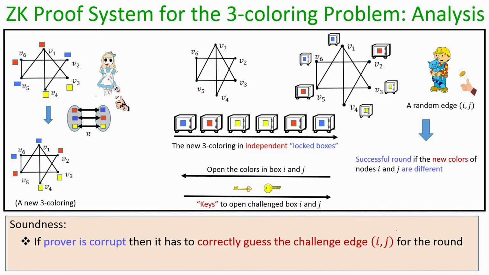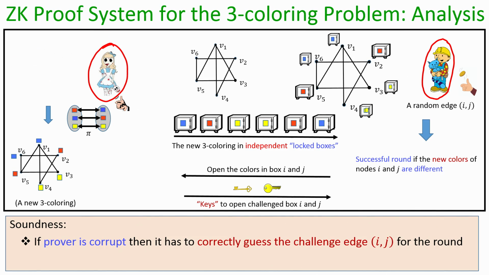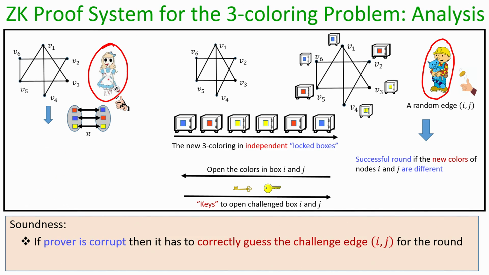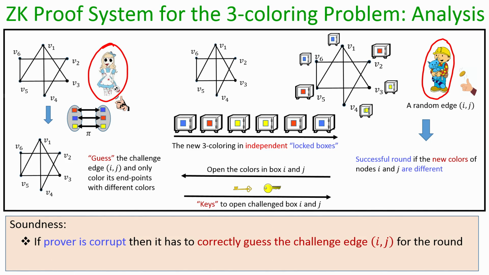It turns out that if Alice is corrupt and Bob is honest, then the only way Alice can still successfully pass the round is when she can guess in advance the edge i comma j which is going to be picked as the challenge by Bob. Because if the graph is not 3 colorable, then Alice cannot create any new 3 coloring for the graph, because the graph is not 3 colorable in the first place. Then the only way Alice can win is that she can pretend in her mind that this might be the edge i comma j which Bob can challenge me to show.